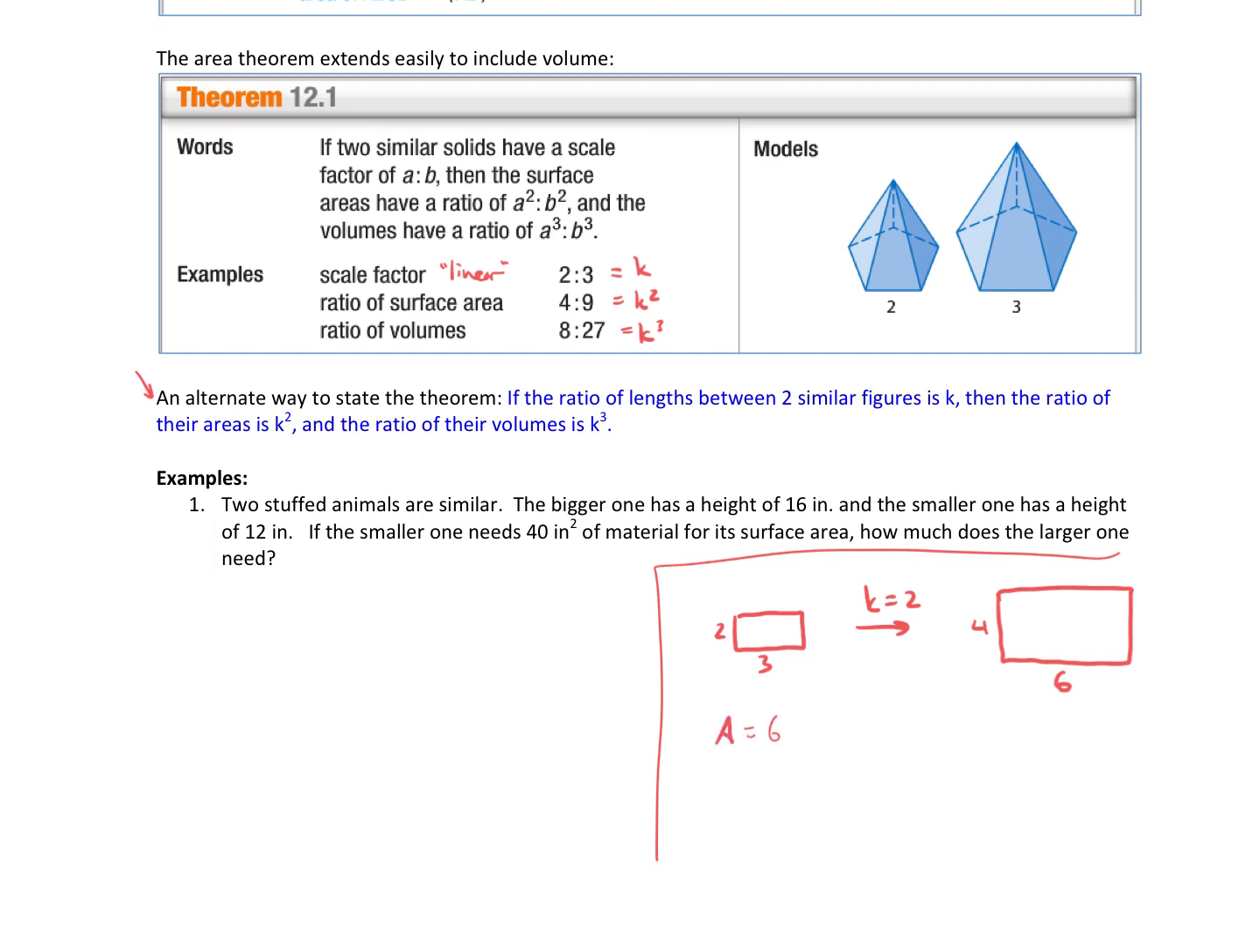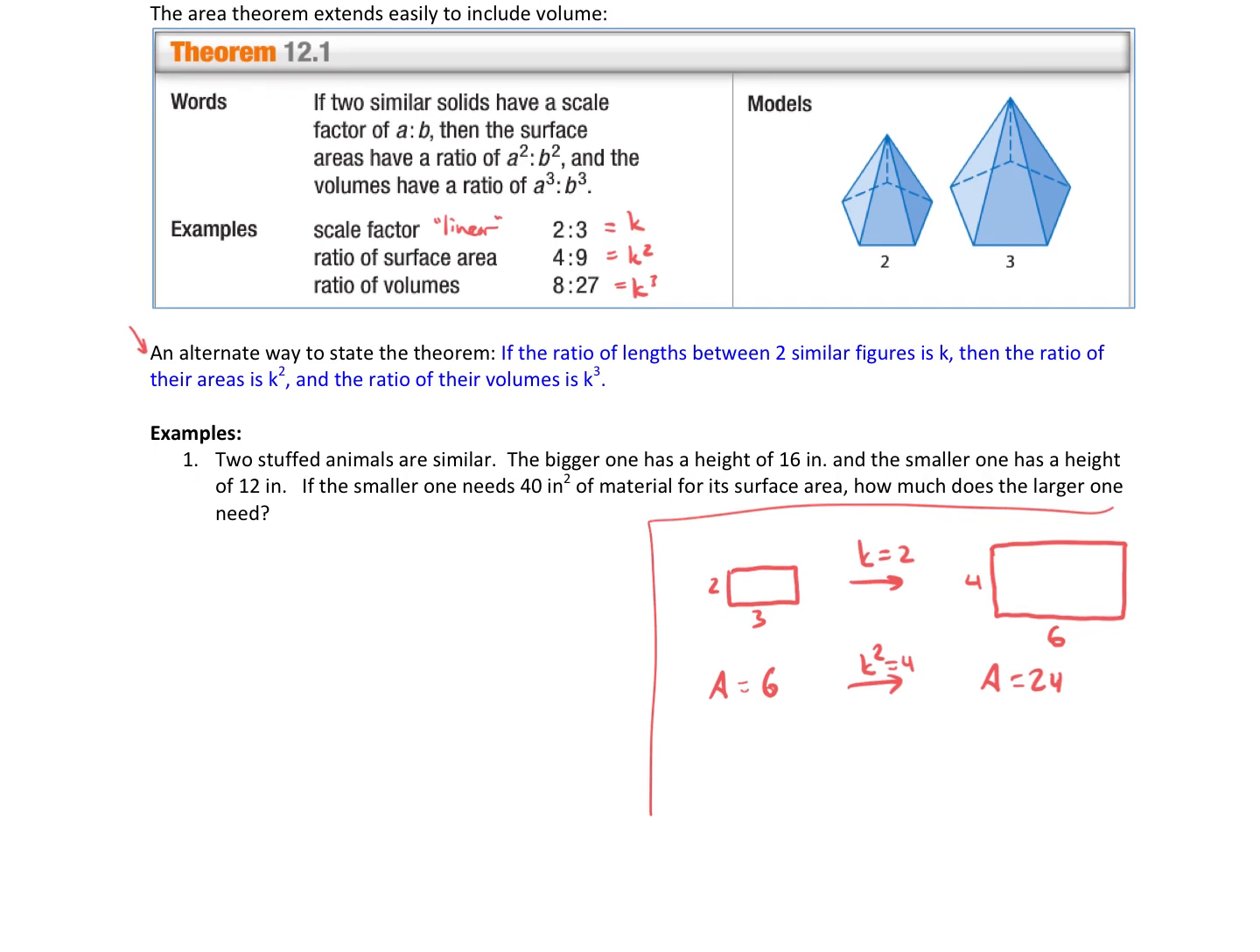This area is 6, this area is going to be 24. So it's not just 6 times 2, it's 6 times k squared. We have to multiply that by k squared. If there were a volume involved, well, let's just say this is a box and it's a depth of 1. That now has a depth of 2. The volume here is 6. The volume over here, let's multiply it and figure it out first. This is going to be 48. Notice that's being multiplied by 8. That's being multiplied by k cubed.